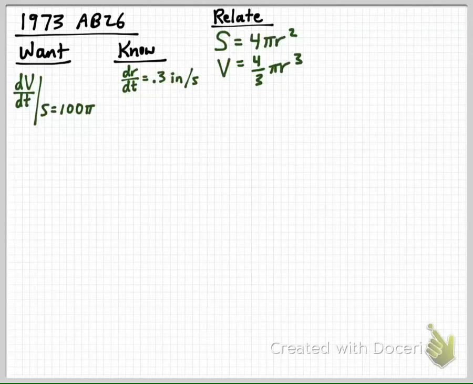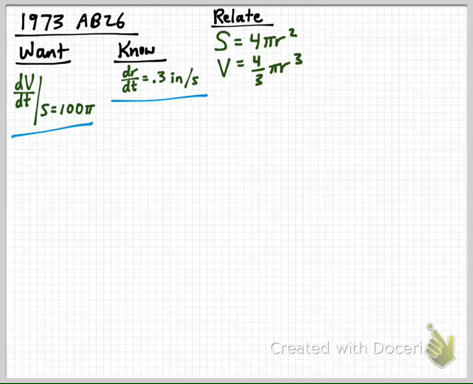This particular problem gives us information in regards to the radius r of a sphere, which is increasing at a uniform rate of 0.3 inches per second. So the radius of the sphere is increasing. And what we're trying to find here is the want step.